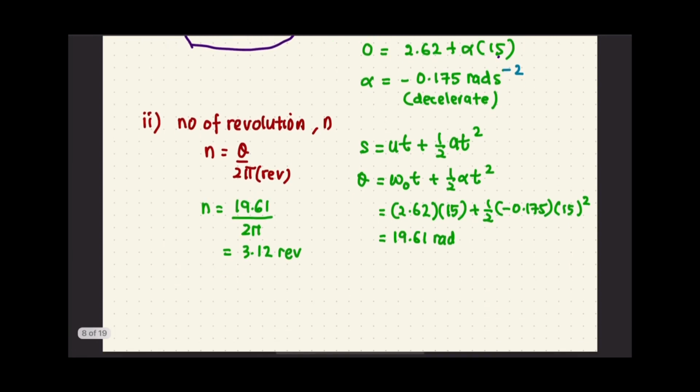Okay, so next is the number of revolutions. For the number of revolutions, you have to determine theta first. Determine theta using the related formula. Theta is equal to omega naught t plus half alpha t squared. So 2.62 times 15 plus half times alpha, which is negative 0.175, times time 15 to the power of 2. We get theta is 19.61 radian. As you know, they want the number of revolutions, so we put in that one revolution is 2 pi. So for 19.61, how many revolutions? We get 3.12 revolutions.